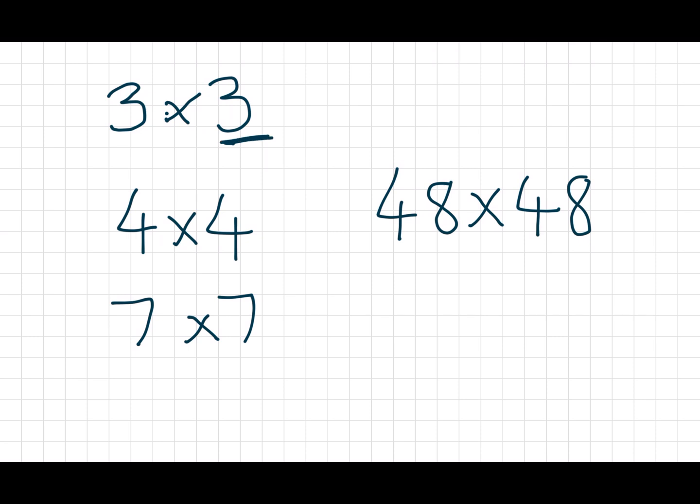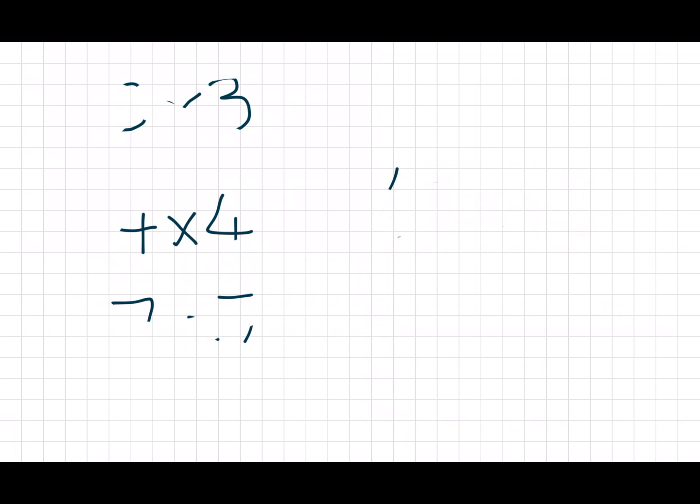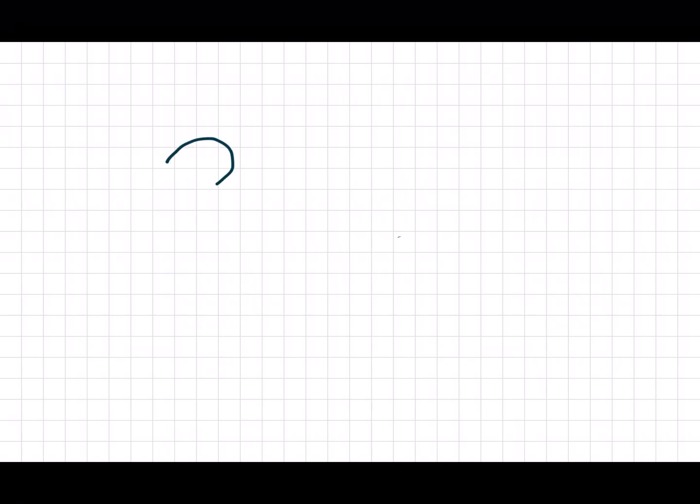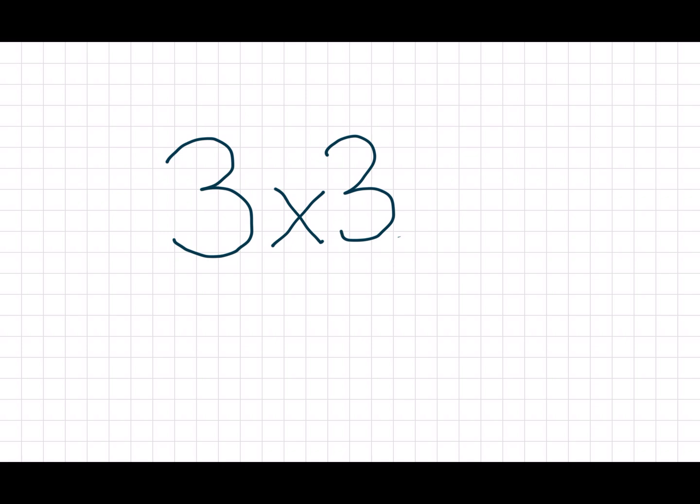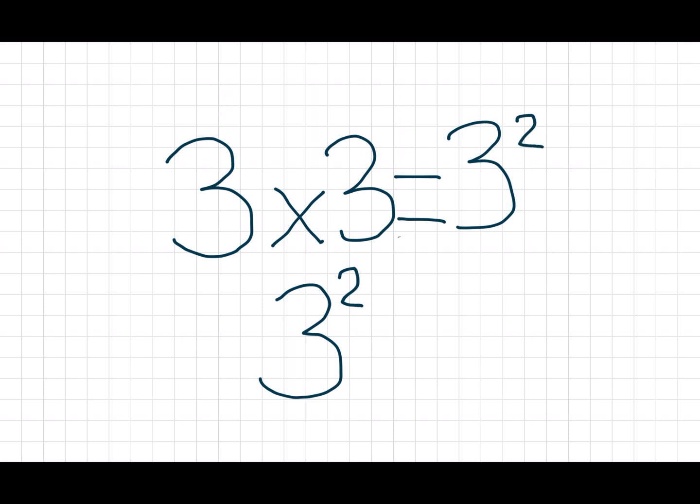Now, the symbol for a squared number can be confusing, and I've had a lot of children confused in the past. So really think carefully. The symbol for a squared number, if we wanted to say 3 times 3, is 3 and then a little 2, like this. So you could say 3 times 3 equals 3 squared, which also equals 9.